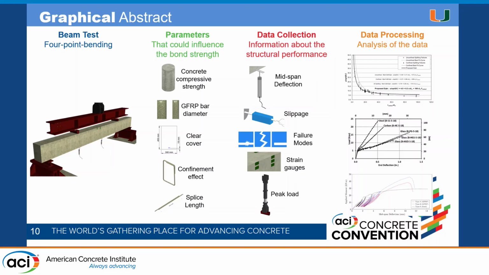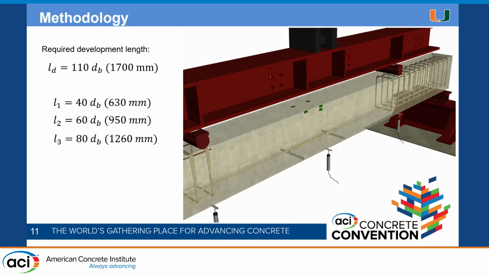And of course, the next phase will be to gather all that information. We are working with 3 different types of splice length. If you compare the splice or development length with the current equation, you will get 110 db. So this is almost 2 meters of splice. For constructability or detailing, if you need to splice 2 meters of that GFRP rebar, that could cause some issues in your work.